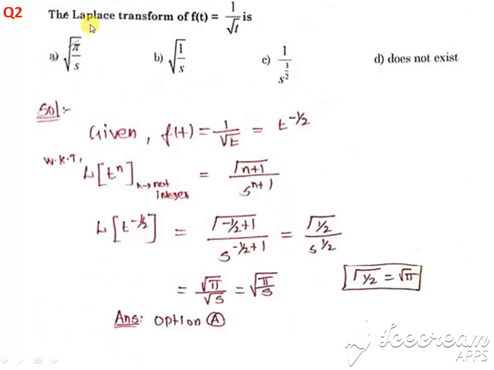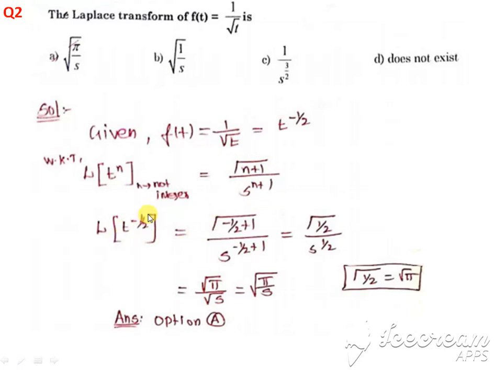So second question: the Laplace transform of f(t) is equal to 1 by root t is. So we need to find the Laplace transform of this function. We can write this root t as t power 1 by 2. Bring this root t term to the numerator, we get t power minus 1 by 2. Already we know here n is not integer, so already we know the formula. The Laplace transform of t power n, when n is not an integer, is equal to gamma function of n plus 1 divided by s power n plus 1. So apply the formula here.